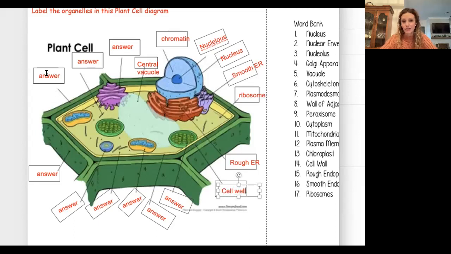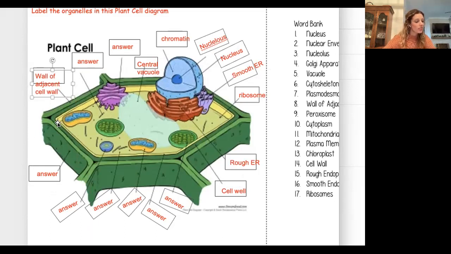And now I don't really like filling in this answer box. I think that this is a cheap answer, but this is the wall of the neighbor or the adjacent cell wall. Okay, so I'm not really concerned about labeling that one, but I did want you guys to know what that was talking about.